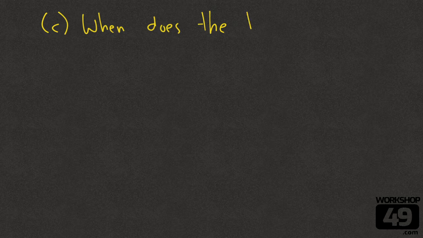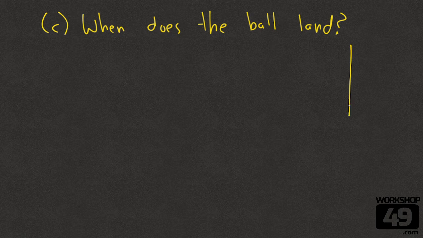So in the C question here, it says, when does the ball land? Landing is not a vertex. It's no longer the maximum value. It's actually when the ball hits the ground. That's our zeros. And if we were just to draw a quick little side sketch of this, you're going to see that it looks something like this. And that's where our ball hits the ground. Right there's where our ball hits the ground.